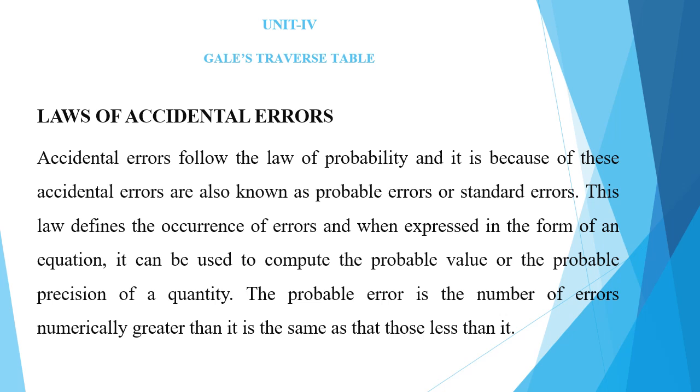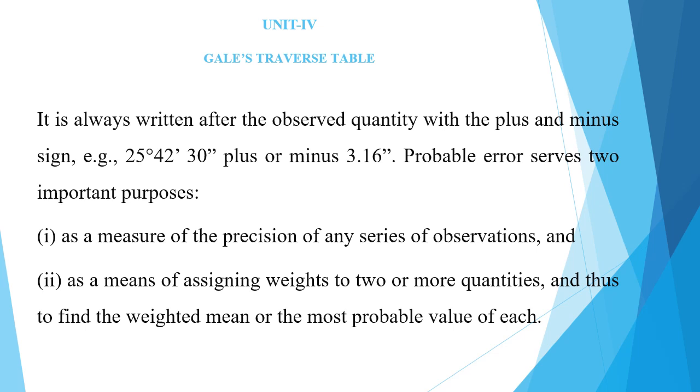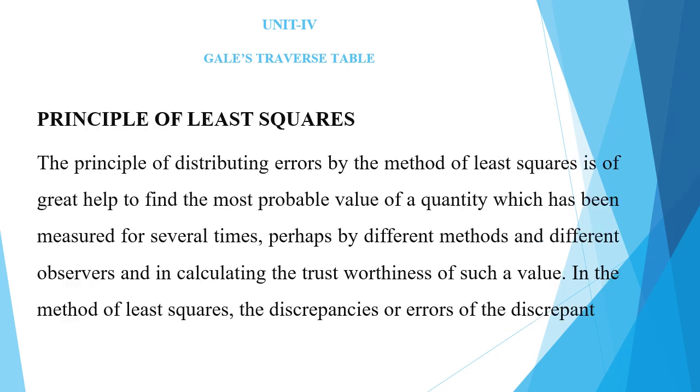The probable error is such that the number of errors numerically greater than it is the same as those less than it. It is always written after the observed quantity with the plus and minus sign, as a measure of the precision of a series of observations and as a means of assigning weight to two or more quantities, and thus to find the weighted mean, the most probable value of each.